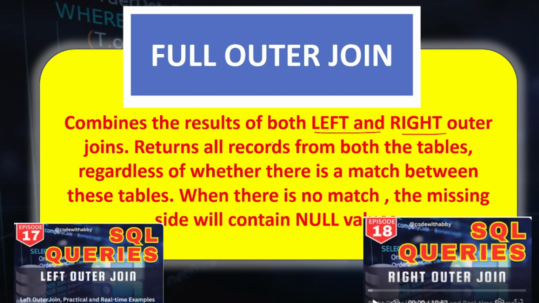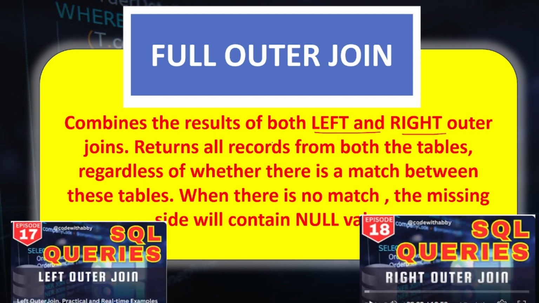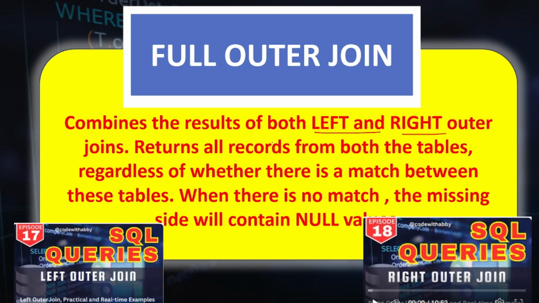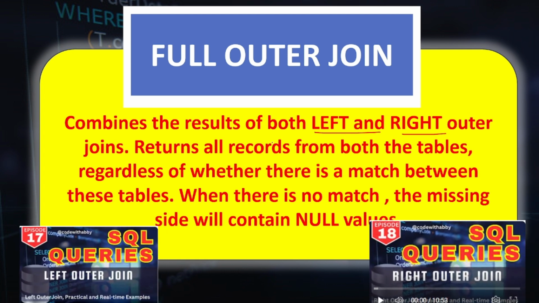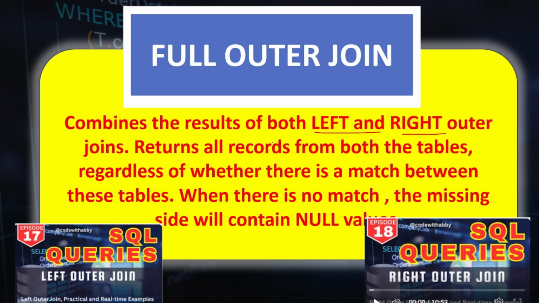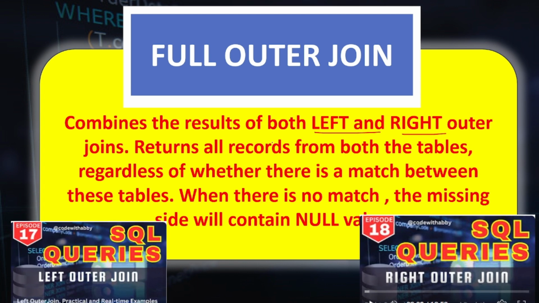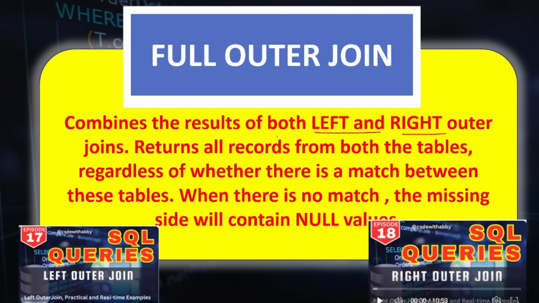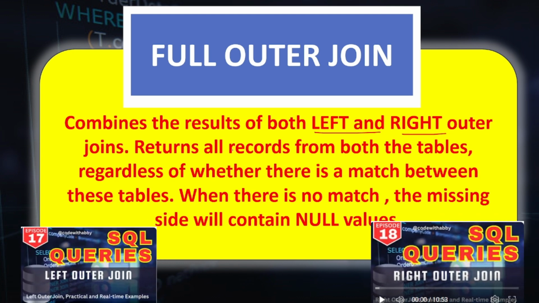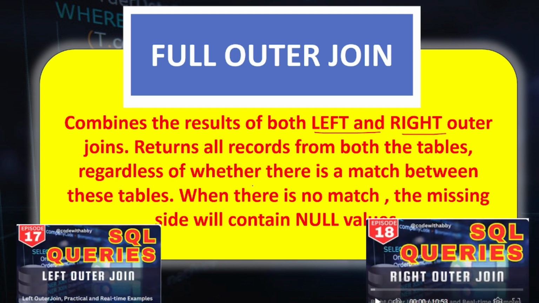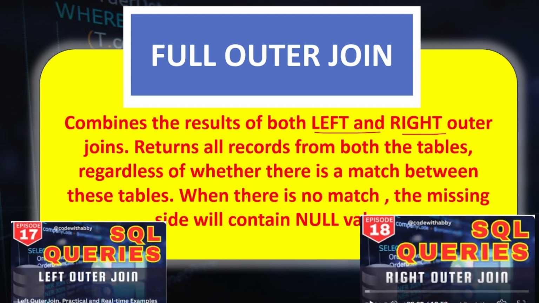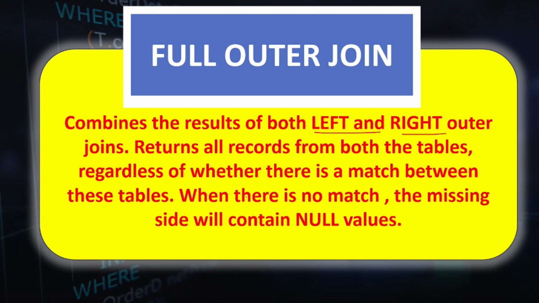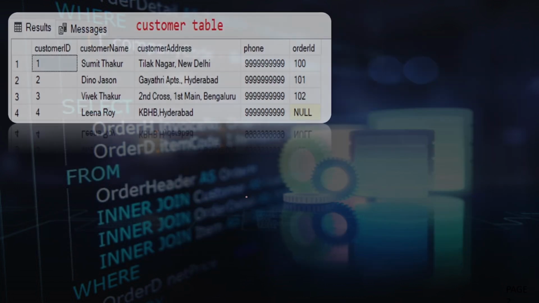So basically, left outer join gives you all the results from the left table and matching records from the right table, and likewise the right outer join gives all the results from the right side, and matching records from the left table. So a full outer join combines both results. This returns all the records from both the tables, regardless of whether there is a match between these tables or not. So there are certain scenarios wherein we really need full outer join, and we are going to explore those scenarios.